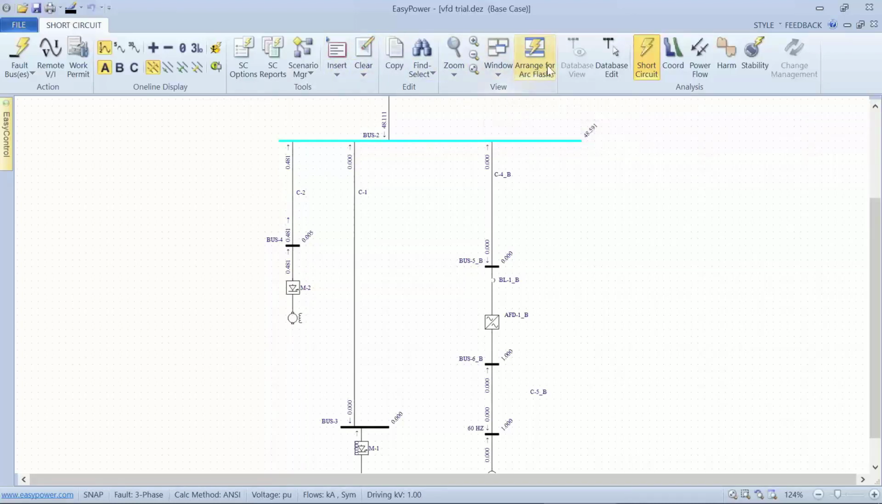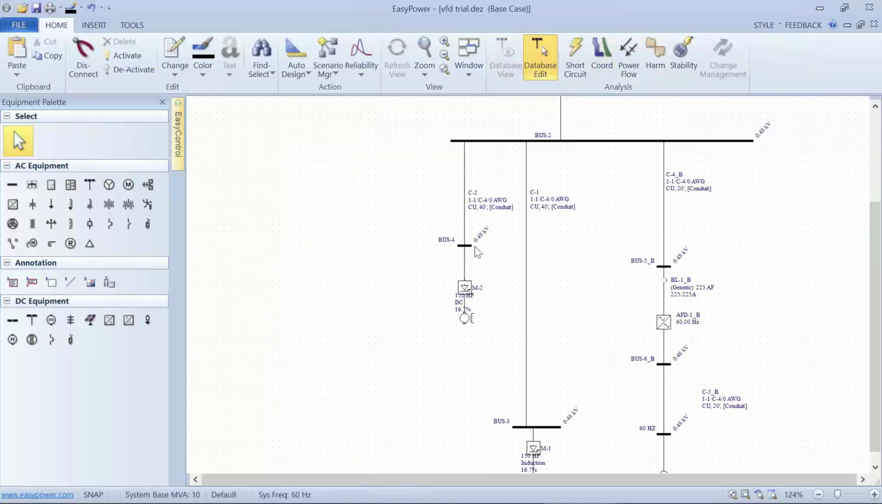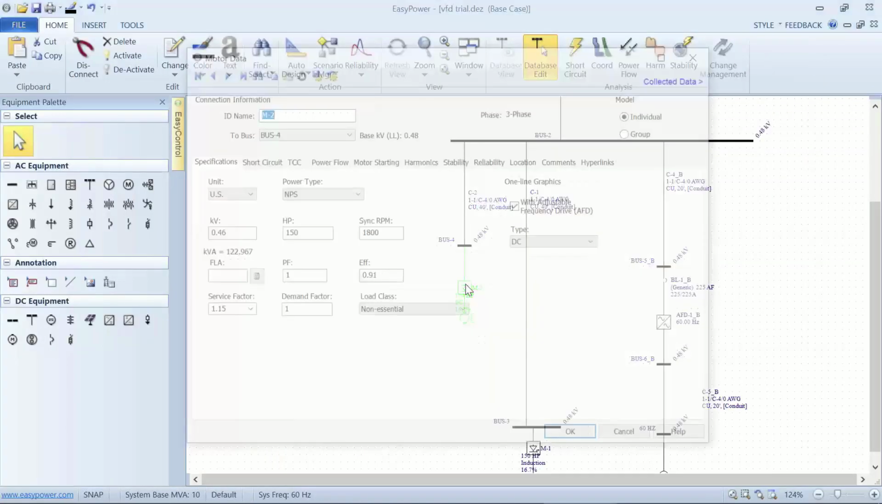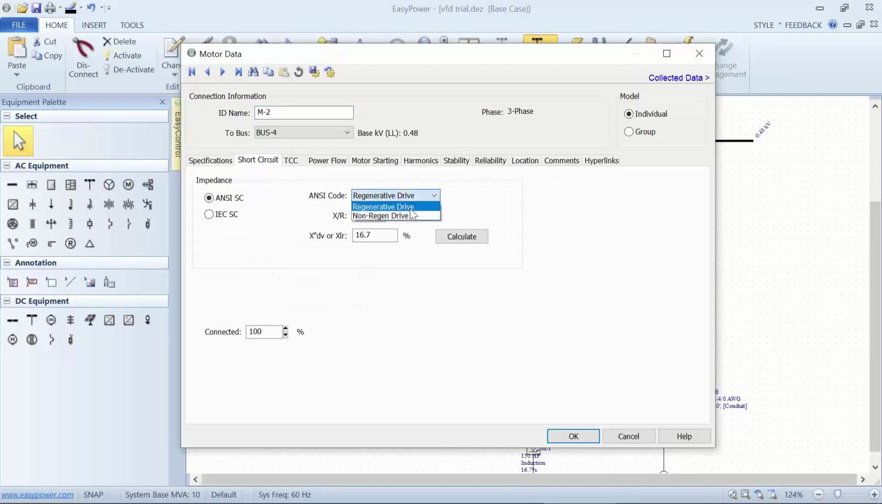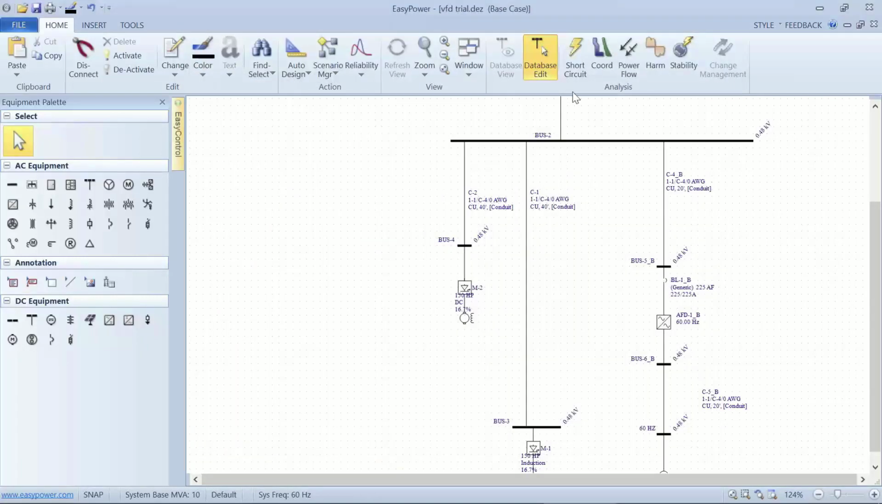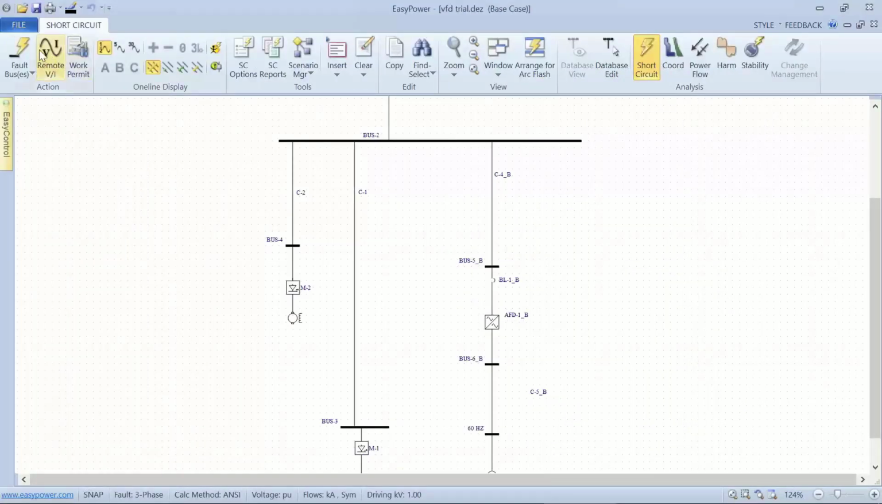If we go back to the database and make that a non-regen, we'll see that we don't have any, and that's one of the benefits of a VFD controller, that it pretty much eliminates the feedback current or the contribution current.